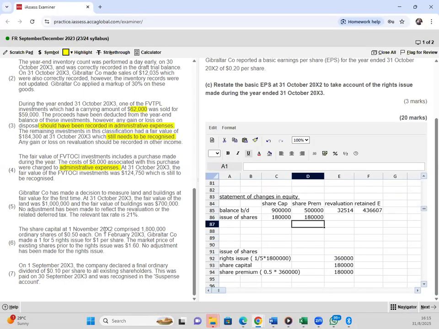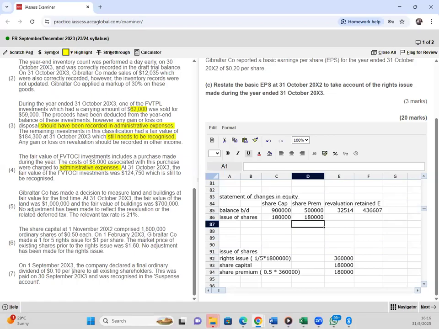No adjustments have been made. That's confirming again, because the opening balance says we have 1.8 million shares of 50 cents, which would be 900,000. So it also shows we have not yet added the new issue.